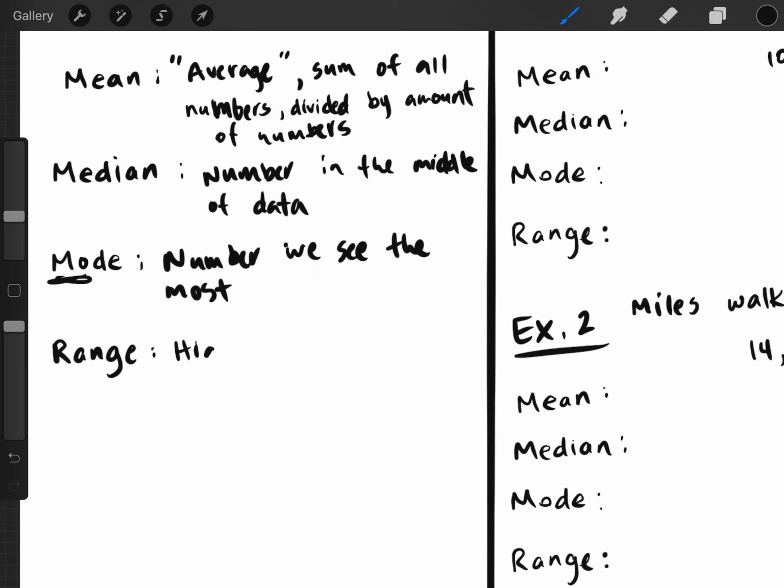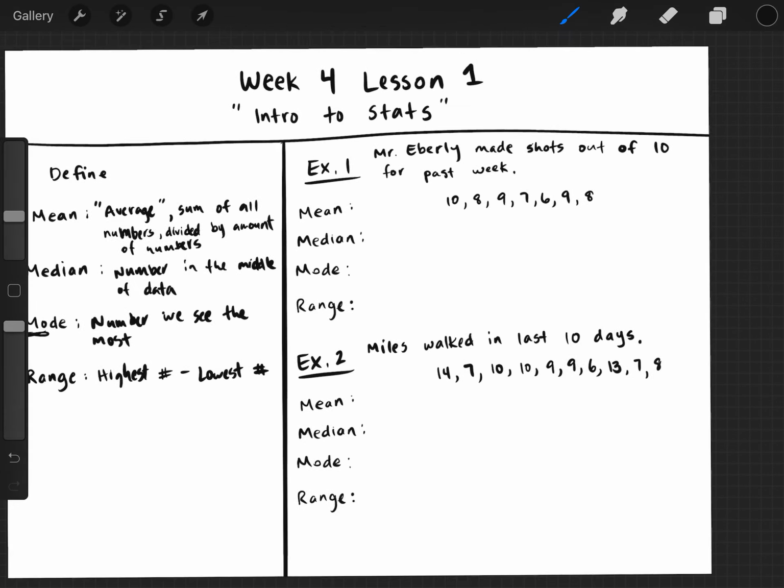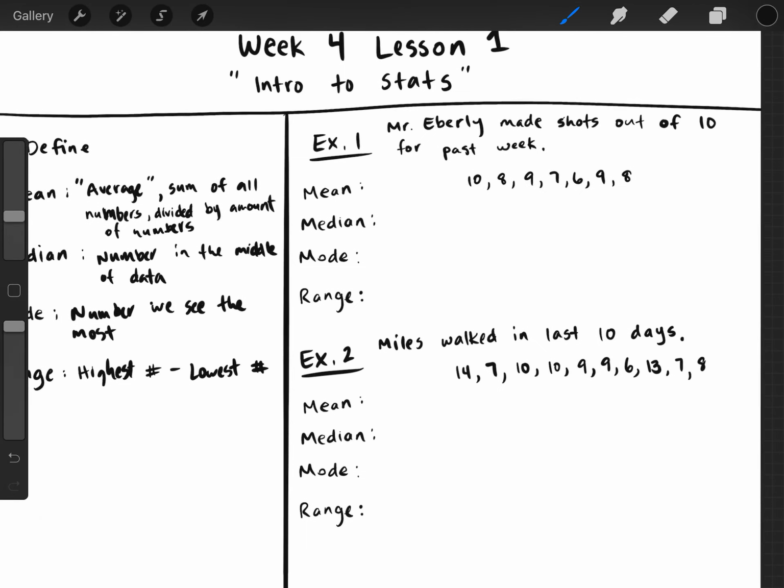The range, we're just going to say is the highest number minus the lowest number. Now, hopefully you guys are looking at this and you've seen all of these before. We're just going to look at a couple of examples here to get you reacquainted with these stats terms. We're going to find mean, median, mode, and the range.